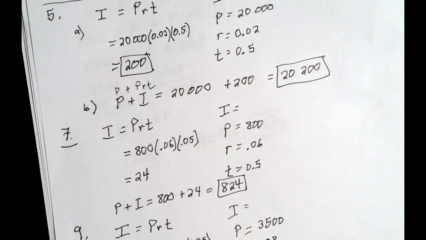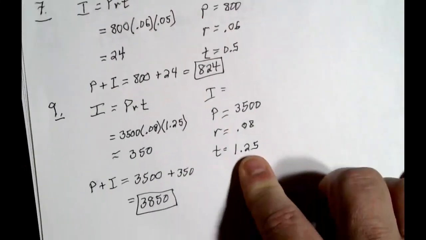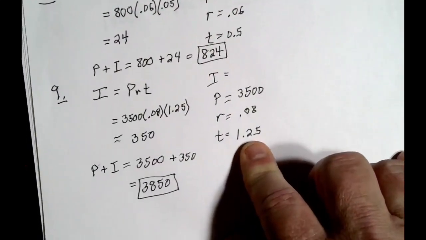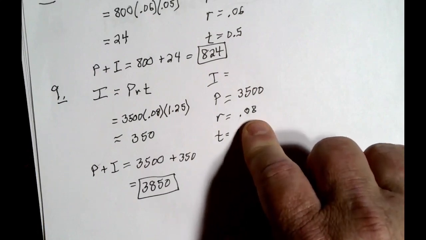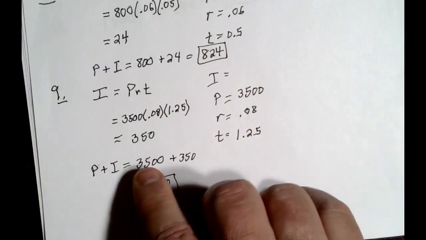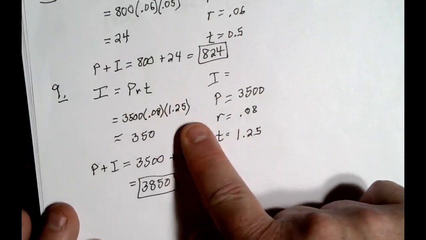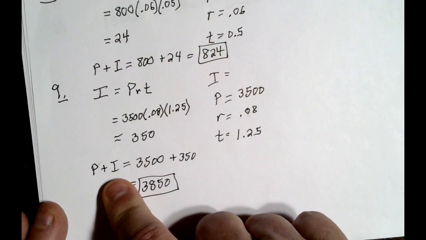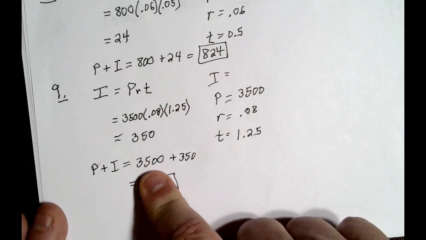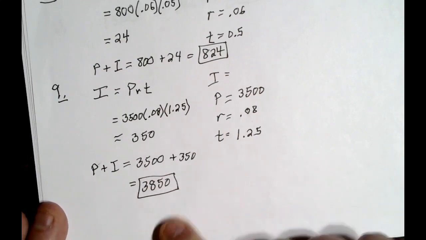Number 9, I equals PRT. Again, you lend $3,500 to a friend for 15 months, so it's 15 over 12, which is 1.25, at 8%, or 0.08. Find the future value of the loan. So the interest is PRT, 350, and that's P plus I, or P plus PRT, equals 3,500 plus 350, which is 3,850.